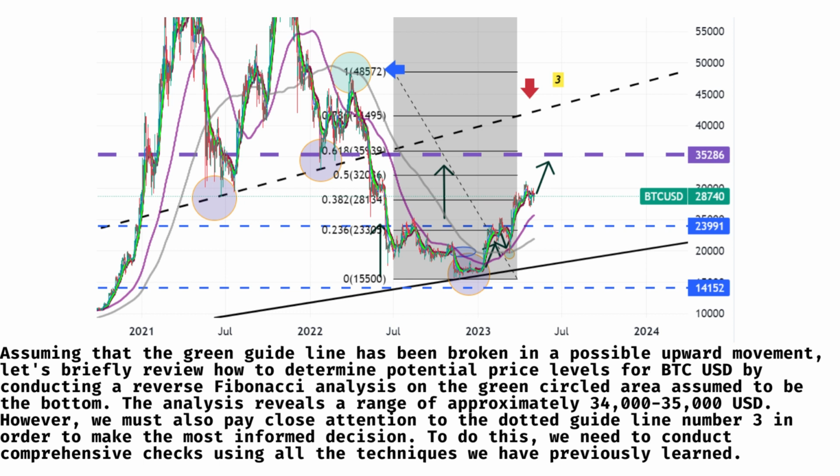let's briefly review how to determine potential price levels for BTCUSD by conducting a reverse Fibonacci analysis on the green circled area assumed to be the bottom. The analysis reveals a range of approximately 34,000 to 35,000 US dollars. However, we must also pay close attention to the dotted guideline number 3 in order to make the most informed decision. To do this, we need to conduct comprehensive checks using all the techniques we have previously learned.